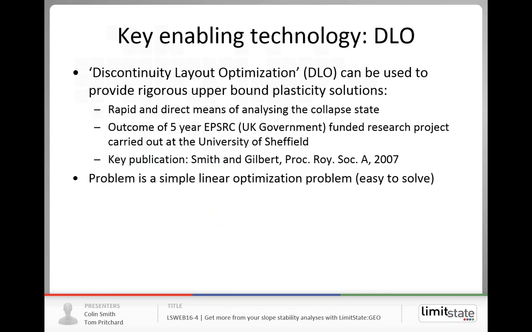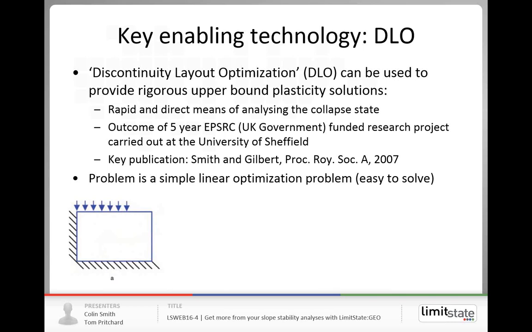Let me just briefly run over how this method works. It uses, as I said, a technique called discontinuity layout optimization. It's a rapid and direct means of analyzing the collapse state. It was the outcome of a 5-year EPSRC funded research project, and the key method was published in 2007 in the Proceedings of the Royal Society. Basically, what this approach does is convert that geotechnical collapse problem into a simple linear optimization problem. And I can describe in 4 diagrams the essence of how this works.